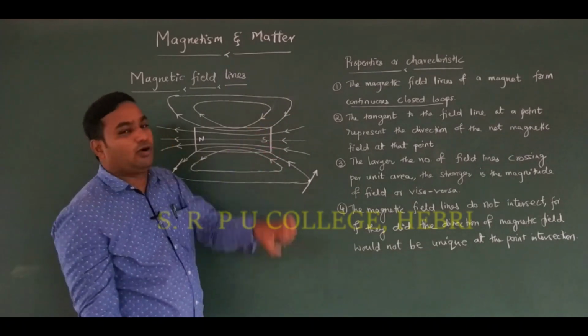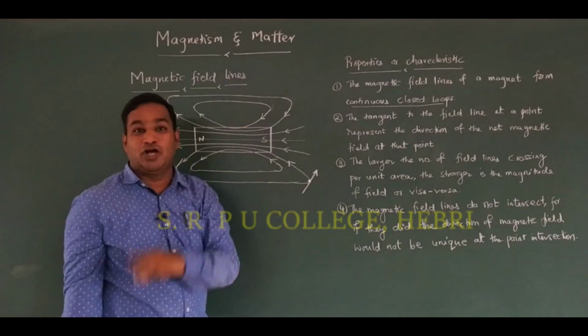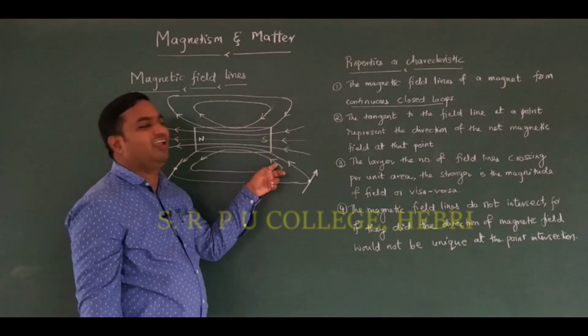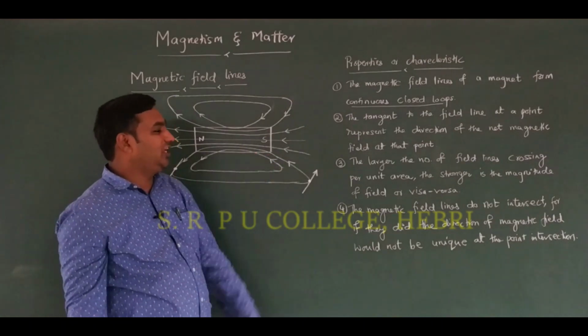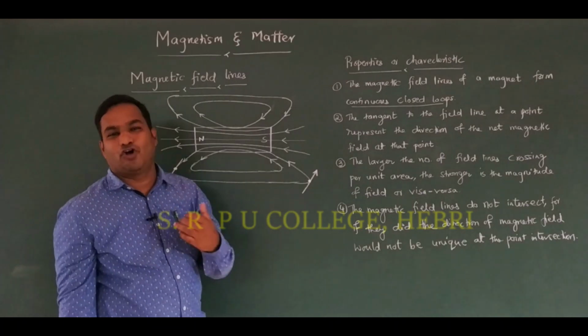And more crowded or larger the number of magnetic field lines crossing per unit area, more crowded magnetic field lines on a given area represent the stronger magnetic field at that particular area or point.